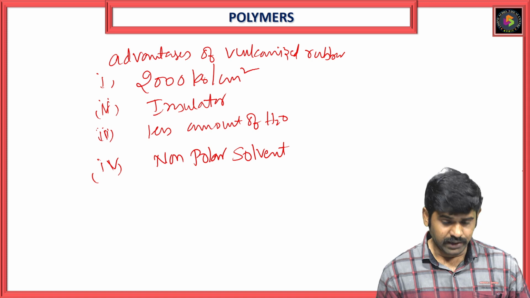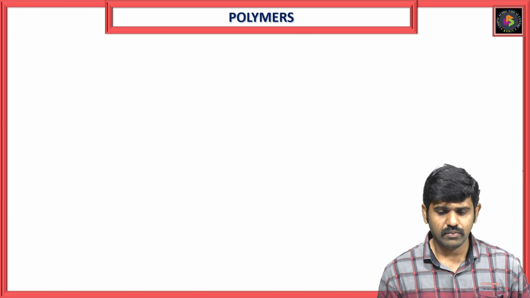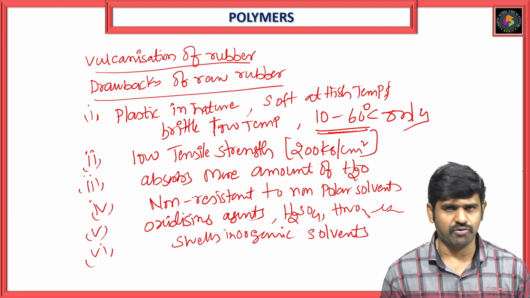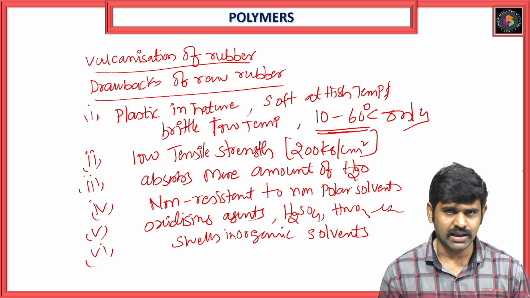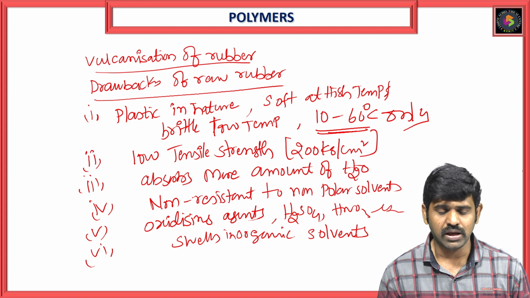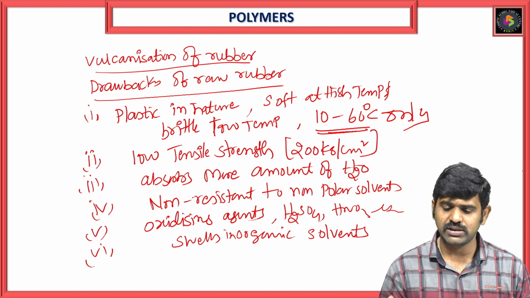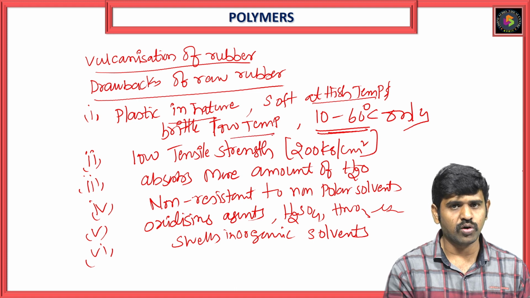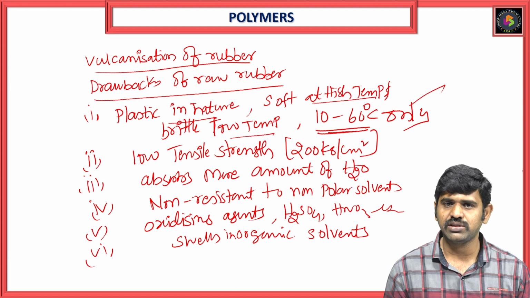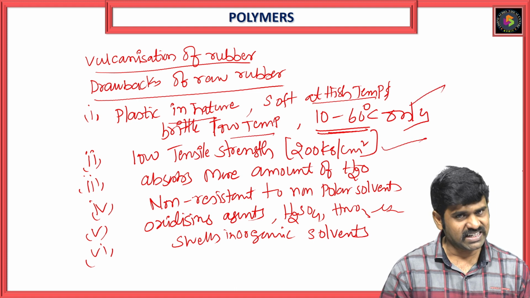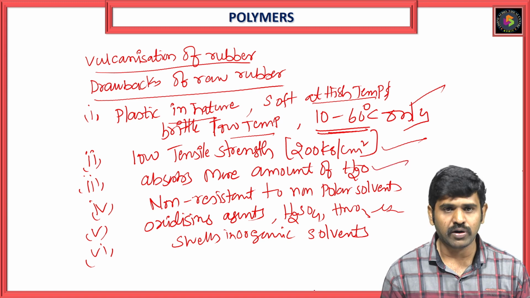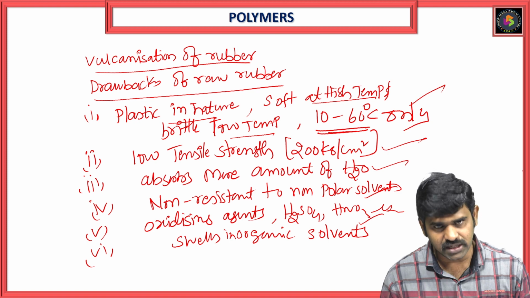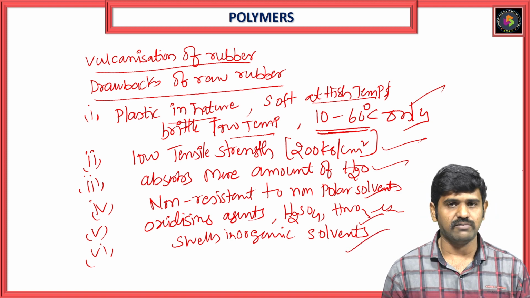Right? So once again, vulcanization of rubber. First, drawbacks of raw rubber. Why does rubber need vulcanization? What are the drawbacks? Raw rubber is plastic in nature, soft at high temperatures, brittle at low temperatures, can be used in the temperature range of 10 to 60, possesses low tensile strength, absorbs more amount of water. Next, non-resistant to non-polar solvents, attacked by oxidizing agents, swells in organic solvents.